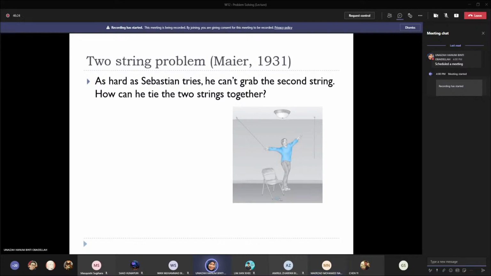Okay, and then which side? To the left, to the right? Where should he put the chair now? Put the chair in the middle of the two strings, and stand on it. So he should be able to catch the second one, I think. Then he holds one and catches another one.